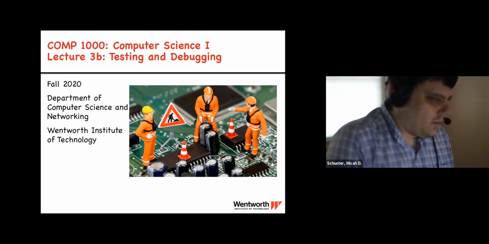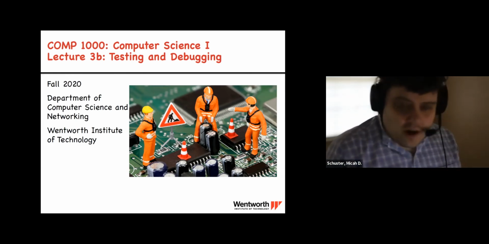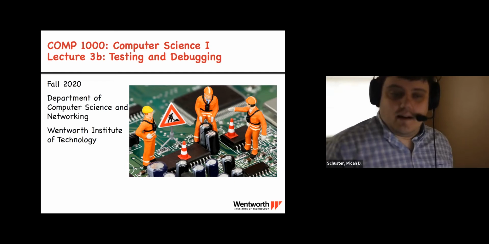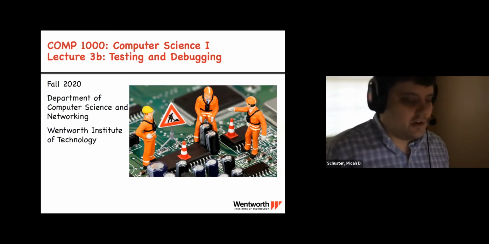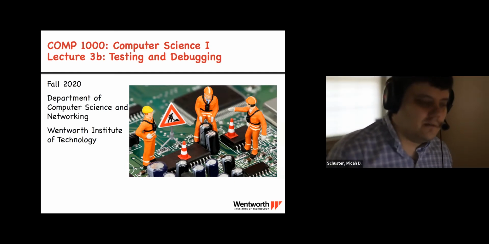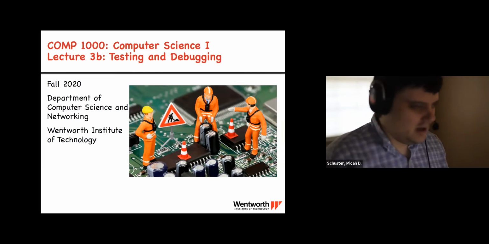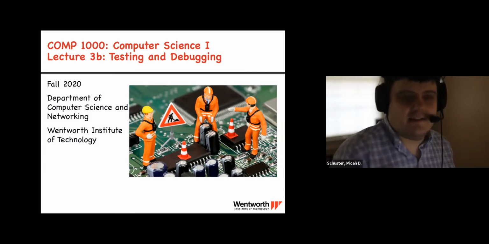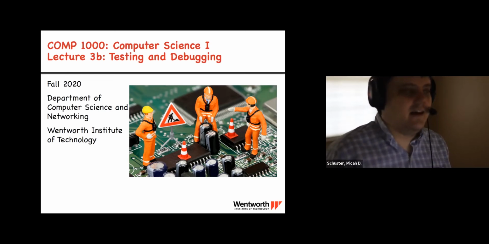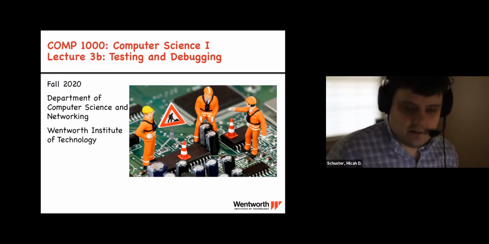Today we're going to look at testing and debugging. Our programs are going to get more complicated as we go throughout the semester. So being able to have some tools for figuring out what happens if you're getting the wrong result, various testing techniques or debugging techniques, are going to be important. So we're going to look at a few different ways today.